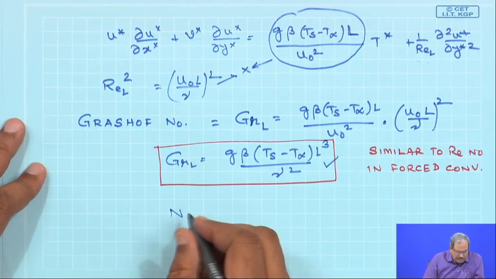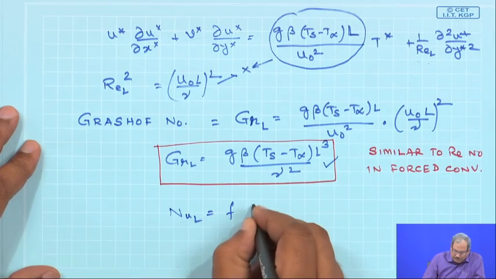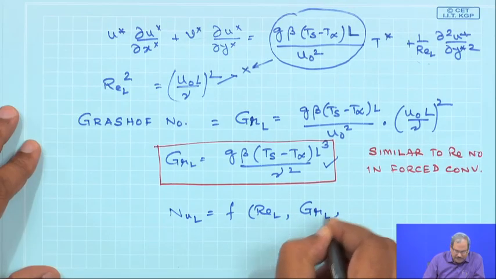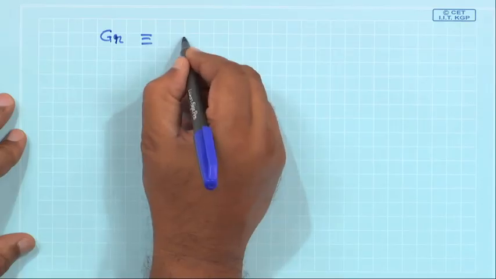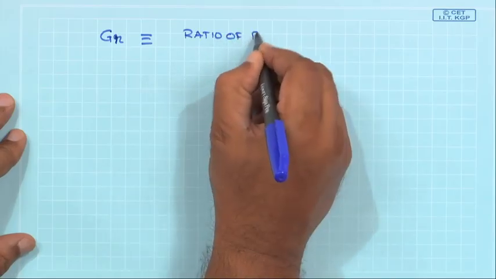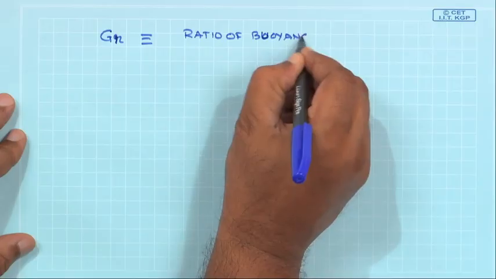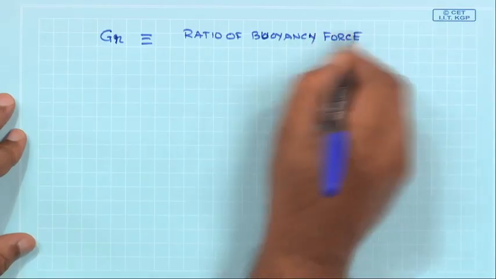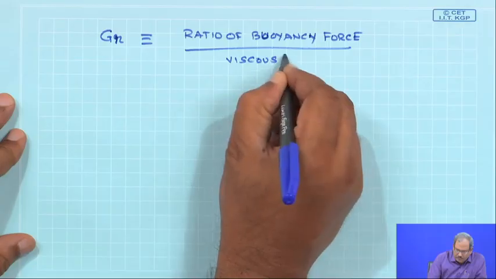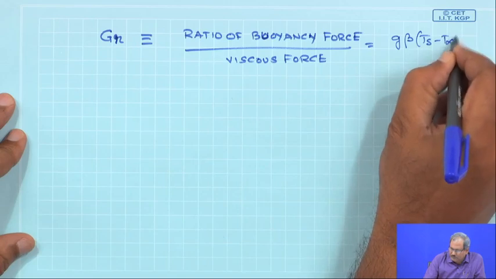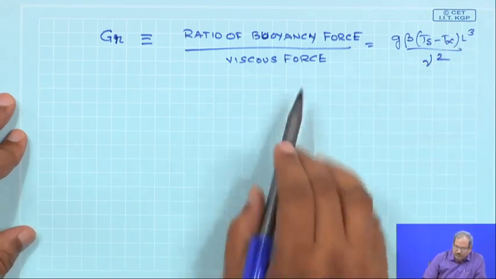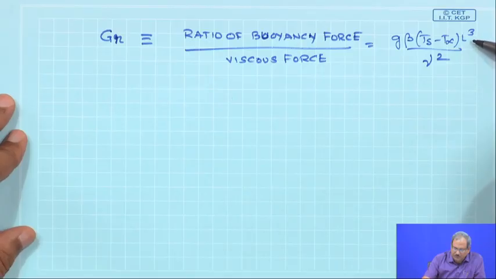The Nusselt number based on the length is therefore a function of Reynolds number on the length, Grashof number based on the entire length, and Prandtl number. This is what we should expect for any relation in natural convection. Additionally, if you look at the definition of the Grashof number, it is nothing but the ratio of buoyancy forces to the viscous force. I will write the definition of the Grashof number once again: g beta (T_s minus T_infinity) L cube by nu square. The denominator refers to the viscous force and the numerator refers to the buoyancy force.